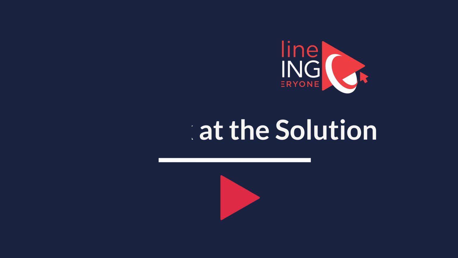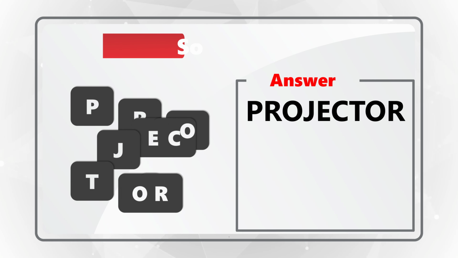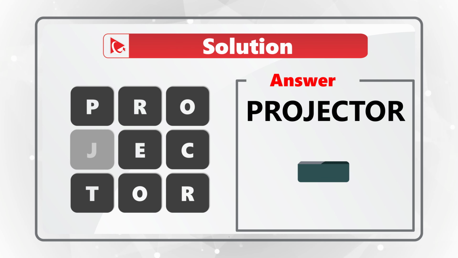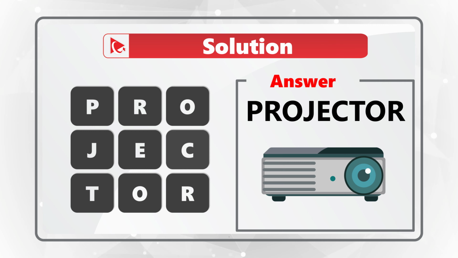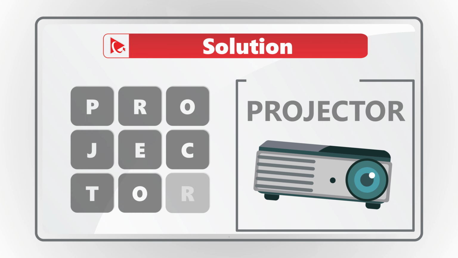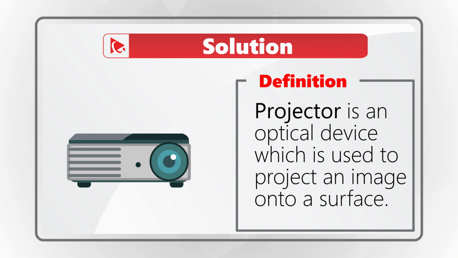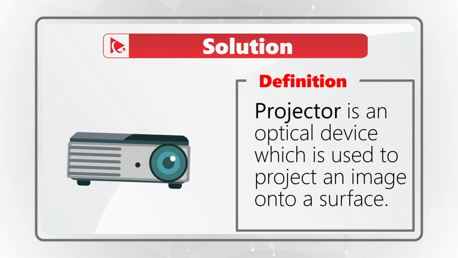I came up with the English word projector. Let me spell it for you. P-R-O-J-E-C-T-O-R. And the definition is, projector is an optical device which is used to project an image onto a surface.